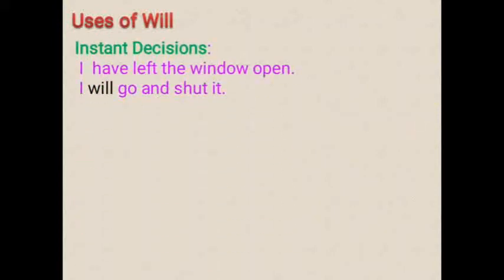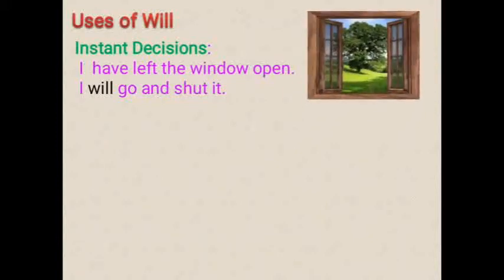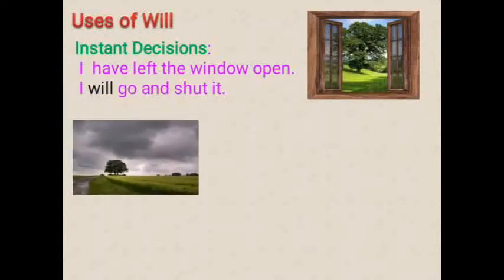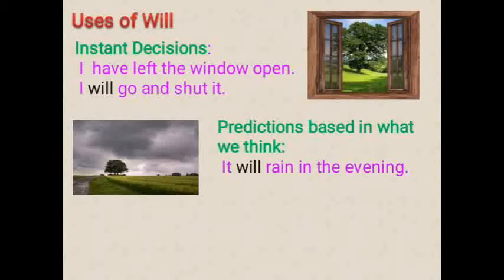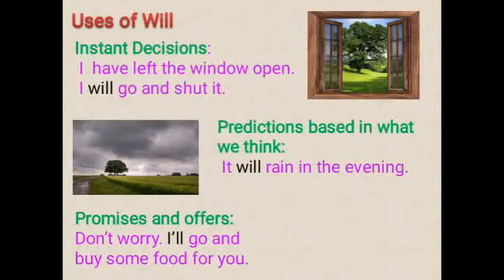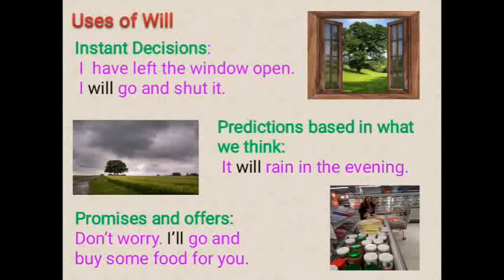So, will is also used to talk about instant decisions. For example, I have left the window open. I will go and shut it. So, here this is an instant decision taken to shut the window. Will is also used when you predict something based on what you think. So, here looking at the cloudy weather, we can predict that it will rain in the evening. So, for promises and offers, also we use will. For example, don't worry, I will go and buy some food for you is an offer, and I'll is written here in the contracted form or the short form.